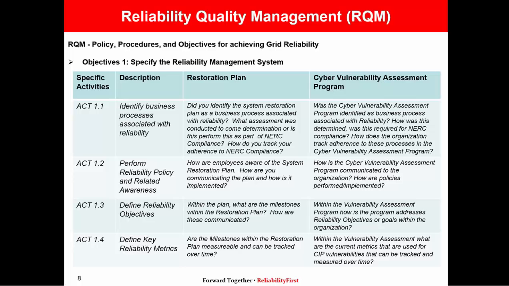So if you look at Act 1.1, which is the first activity within the management practice area, you'll see that the first one is identify business processes associated with reliability. The idea behind this is you would more than likely gather some of your stakeholders and some of your business units together, and you would try to identify within your organization what are the processes that are mostly associated with reliability or are very important to reliability.